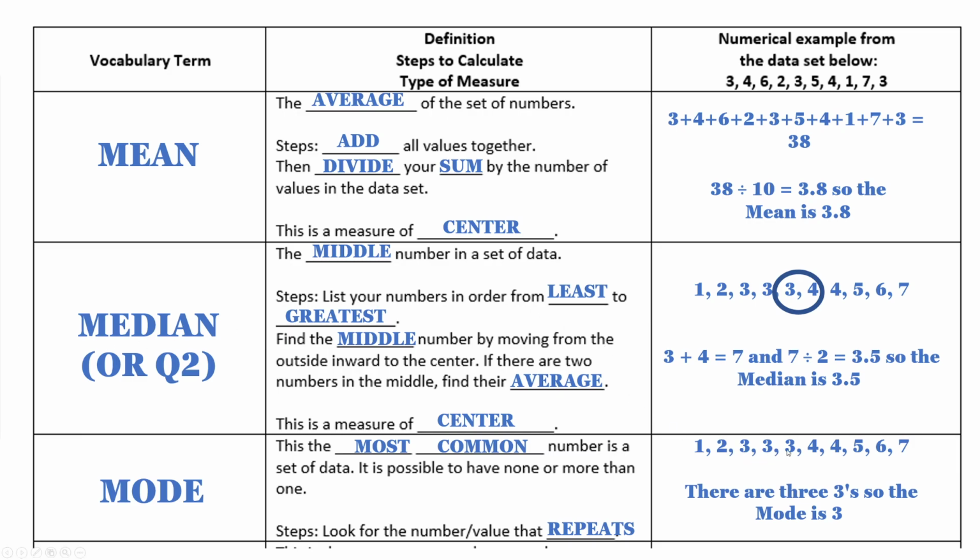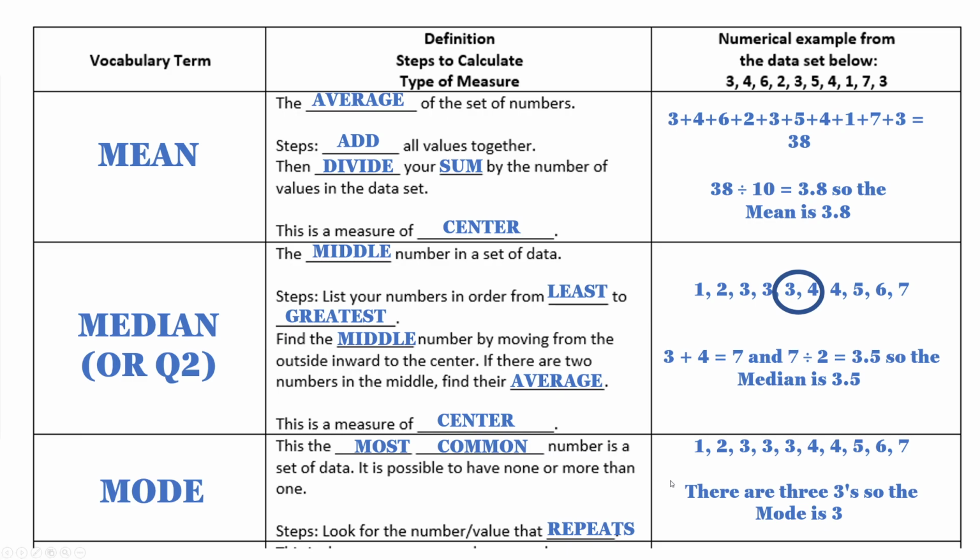We have 1, 2, 3 threes and 2 fours. A common mistake would be to list that the mode was 3 and 4. That's wrong because there are 3 threes. If there were 2 threes and 2 fours, then you could say that the mode is 3 and 4. But since there are more 3s than 4s, our mode has to be 3.